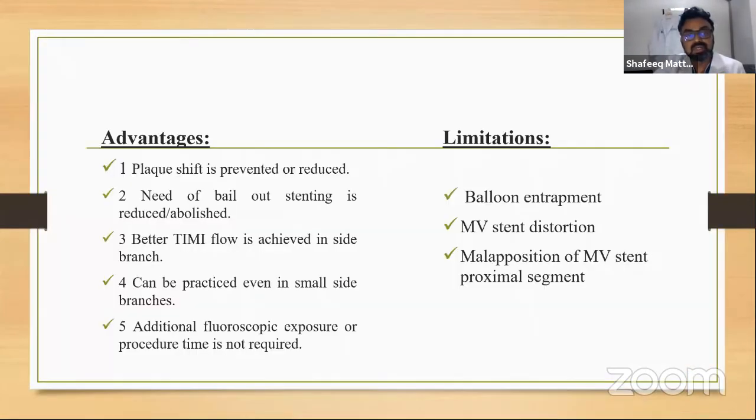The advantages that are proposed are that plaque shift is reduced. The need for bailout stenting is reduced or abolished. There is better TIMI 3 flow achieved. It can be practiced for any level and any size of small branches. It is simpler and uses less radiation.